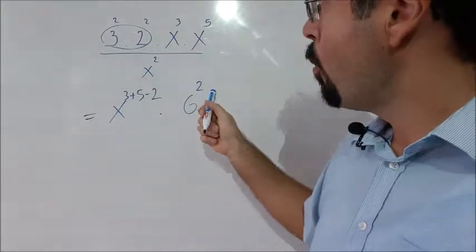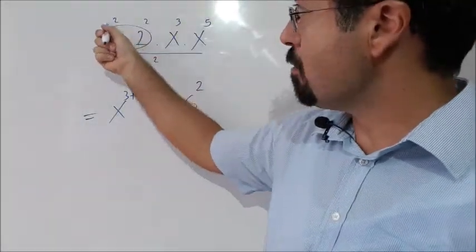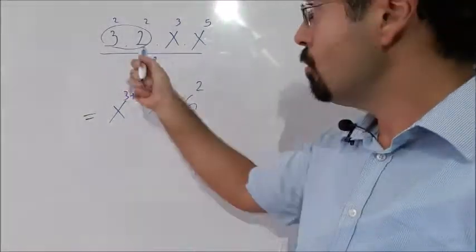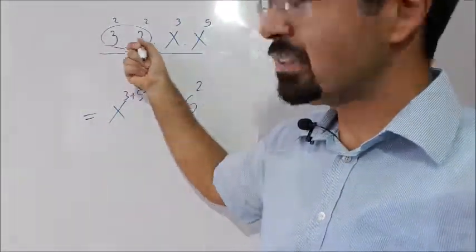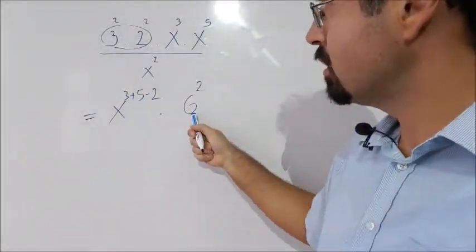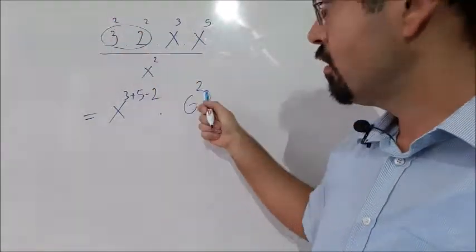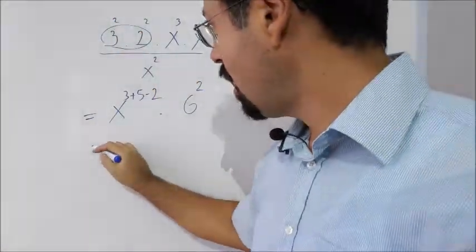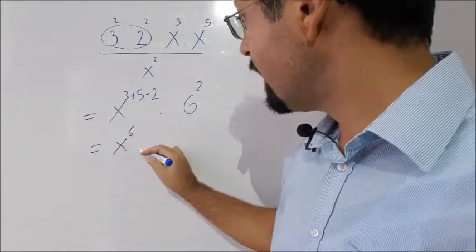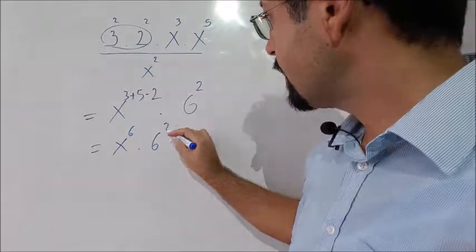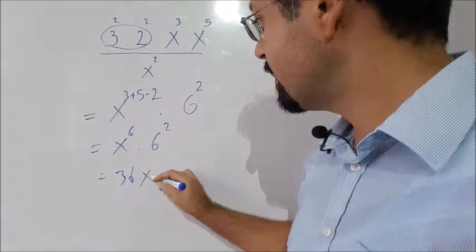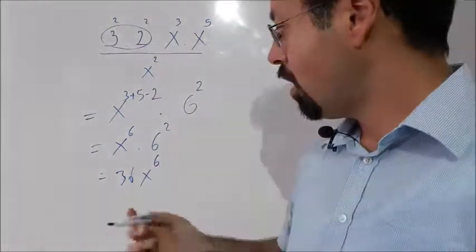But when your exponents are the same, 2 and 2, if there's multiplication, you multiply the bases. So 3 times 2 is 6, and our exponent remains the same. And our final answer is 8 minus 2 is 6, so x to the power of 6 times 6 squared. You can say 36 times x to the power of 6.